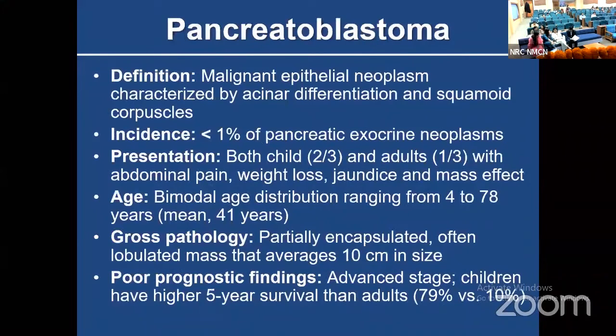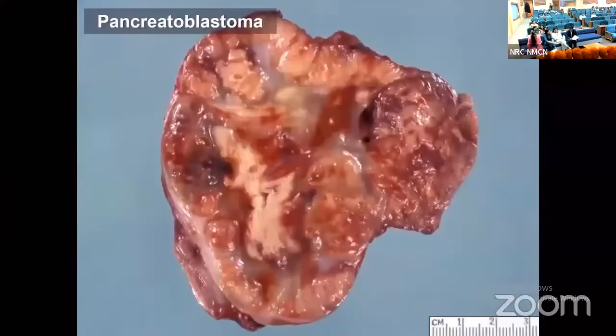Pancreatoblastomas are another, albeit extremely rare, exocrine neoplasm characterized by both acinar differentiation and unique squamoid corpuscles. These neoplasms have a bimodal age distribution, with two-thirds occurring in children and one-third in adults. Interestingly, children with pancreatoblastomas have a much better 5-year prognosis than adults, suggesting the disease process in these two patient populations may be inherently different.